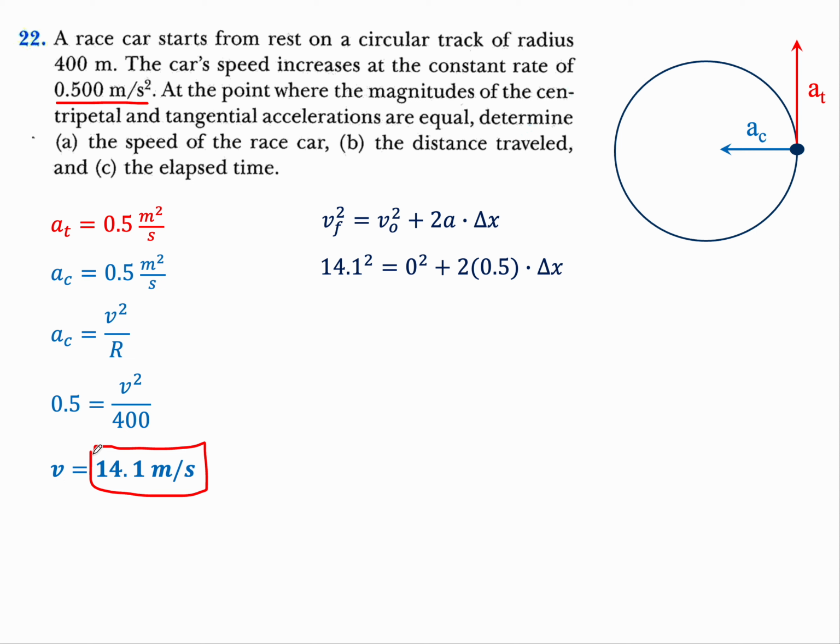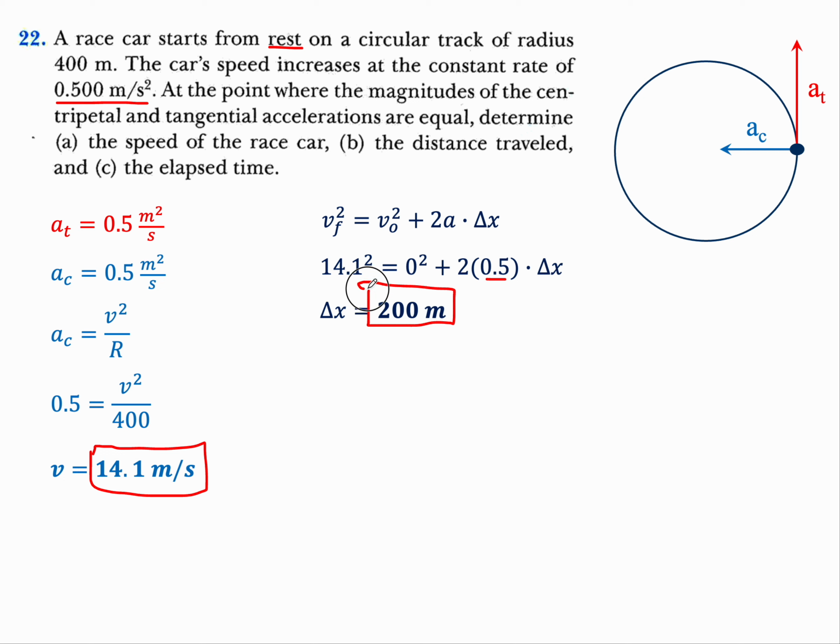Starts out from rest, that was given to us up here, and its final velocity needs to be 14.1. We know it's accelerating as it goes around the circle at 0.5, and we can solve for delta x. And you can very quickly see here, 14.1 squared is going to give us back the 200. 2 times 0.5 is 1, and so delta x is going to be 200 meters.